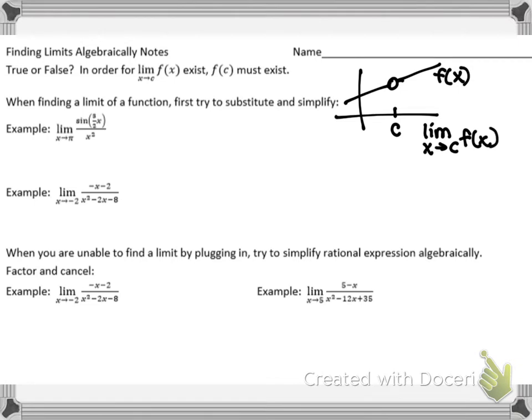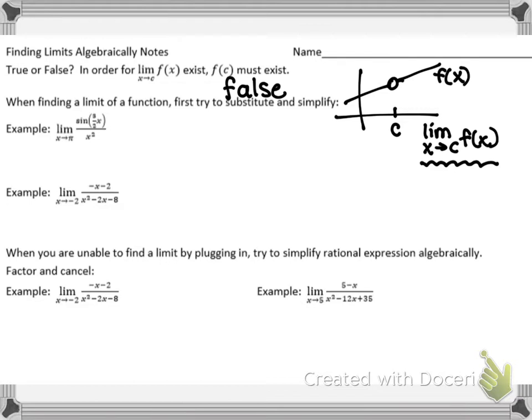So in a situation like this where we have a hole in the graph, it is true that our limit as x approaches c of f of x would exist while f of c does not exist. So this statement is false. We do not have to have an output of the function in order for the limit to exist.